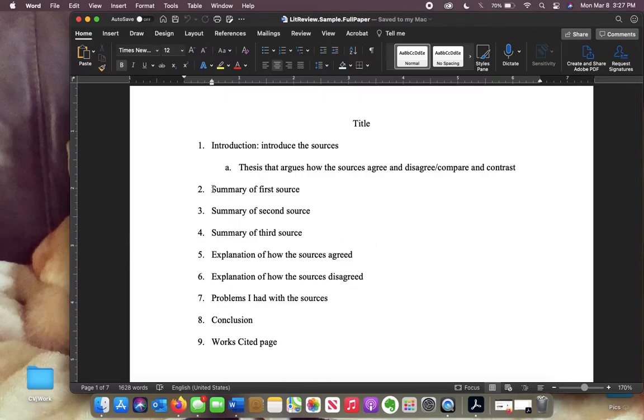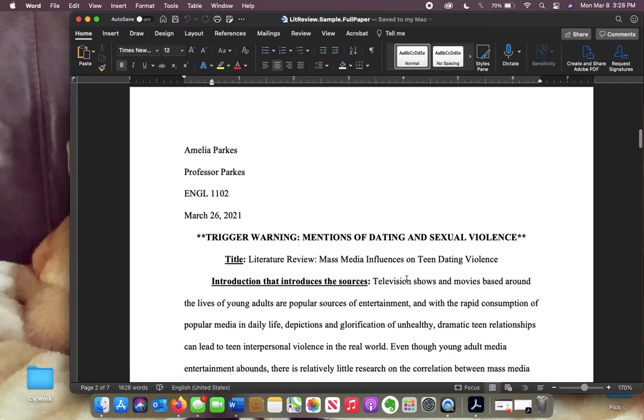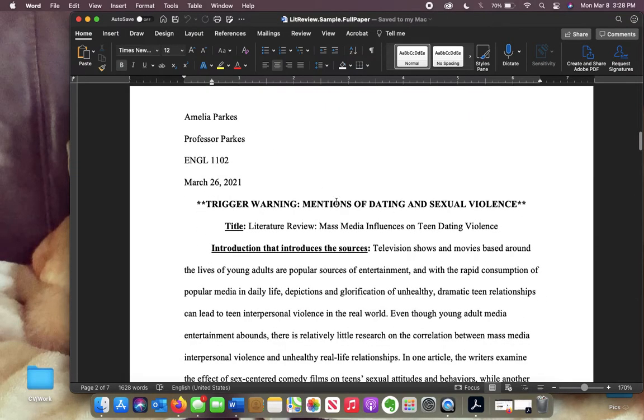The paragraphs were, after the intro: summary of the first source, summary of the second source, summary of the third source, then an explanation of how they agreed, how they disagreed, and then problems that I noticed with the sources, like problems that I had with actually researching, and then a conclusion, and then I have my works cited page. So we'll go over this a little bit more in class.